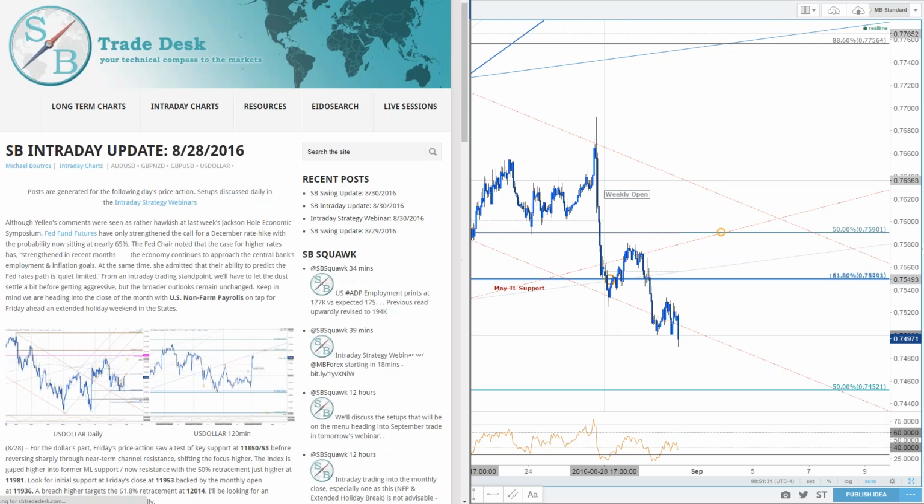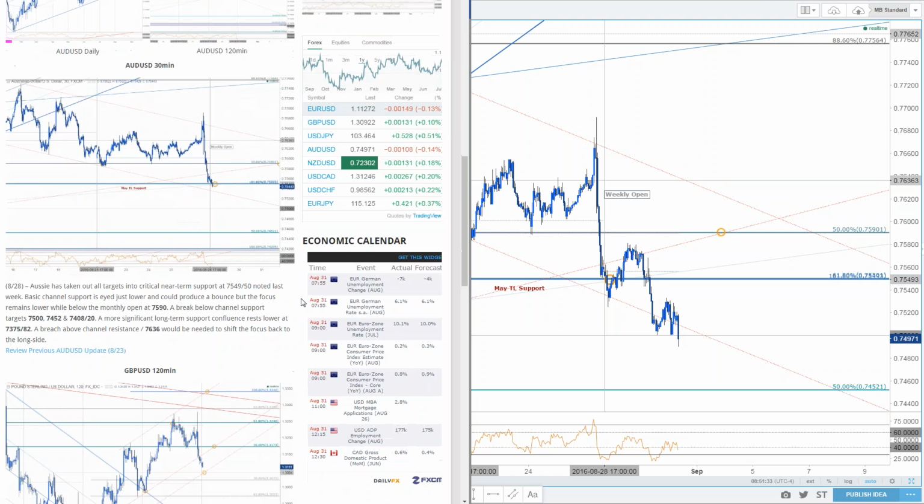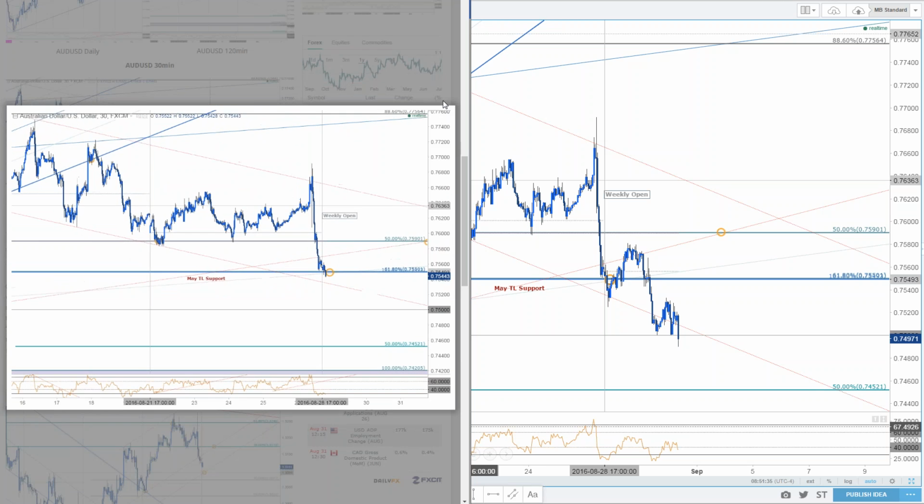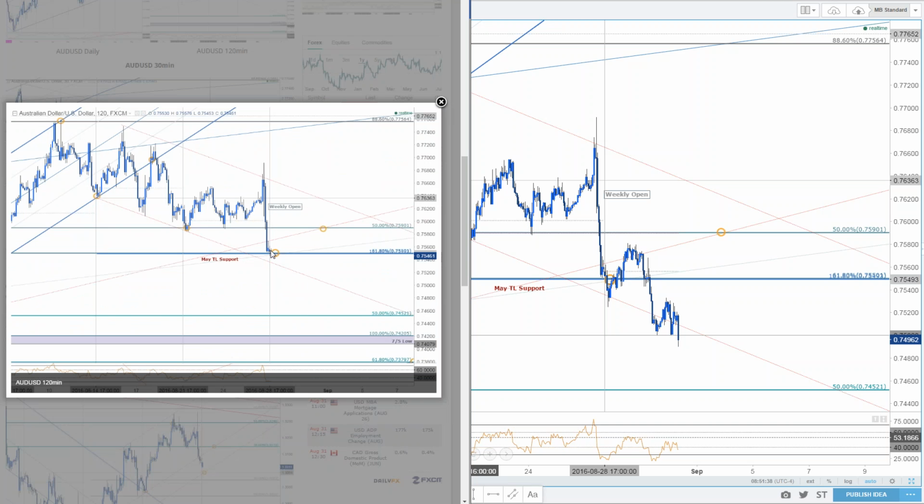From here, this is the Sunday update on Aussie Dollar. Well, I guess let's look at the 120 minute. Here's what it looked like. We were coming in support, and we talked about this on Monday and Tuesday. You did actually have an opportunity to get a slight long here, which failed ahead of the 759, which is the bearish invalidation level, right?